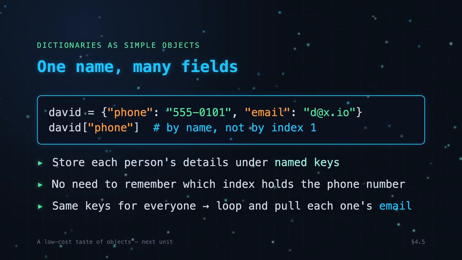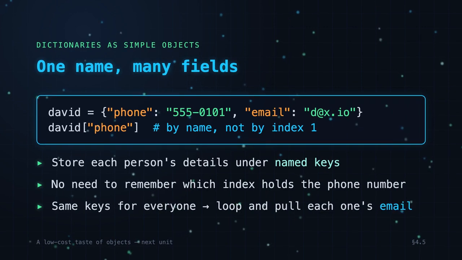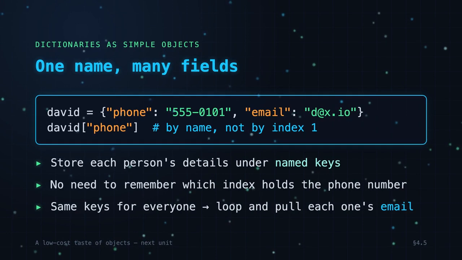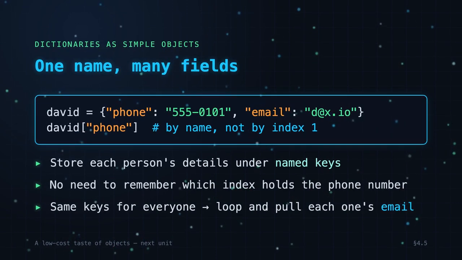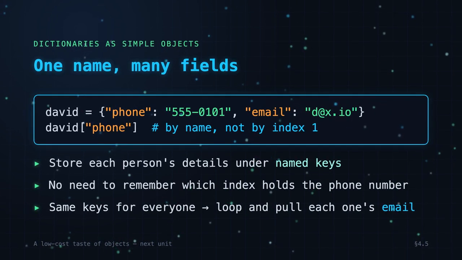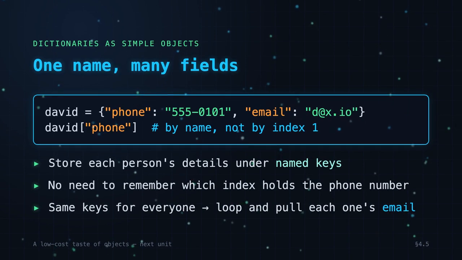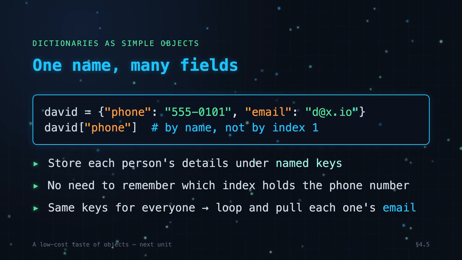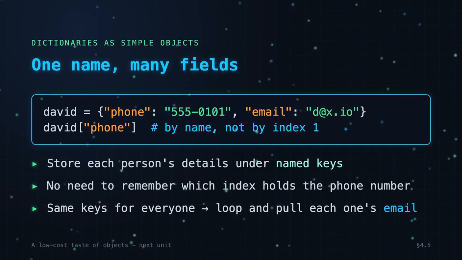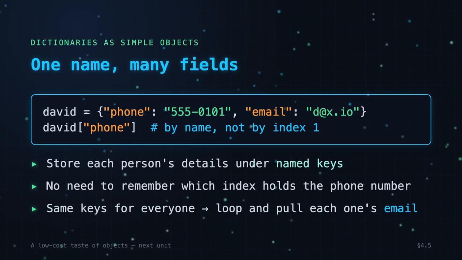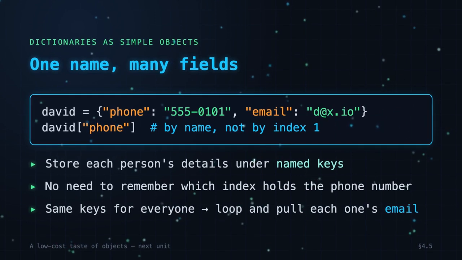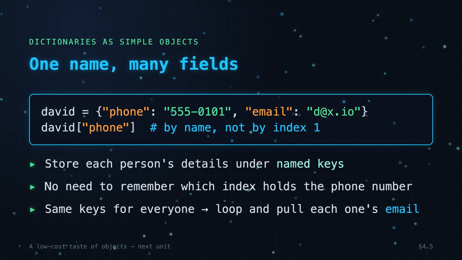Dictionaries can also stand in for simple objects. Picture an address book where each person has an address, a phone number, and an email. Store each person as a small dictionary, with keys like phone and email. Now you fetch the phone number by name, by the key phone, instead of remembering it sits at index 1. And if every person's dictionary uses the same keys, you can loop over everyone and pull out each one's email by name. That's a low-cost taste of object-oriented programming, which is coming up next.